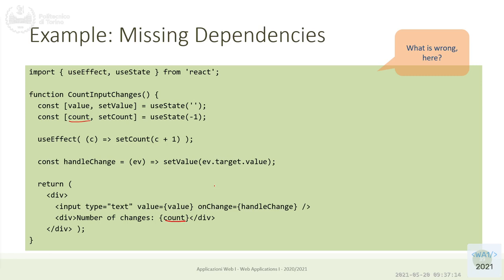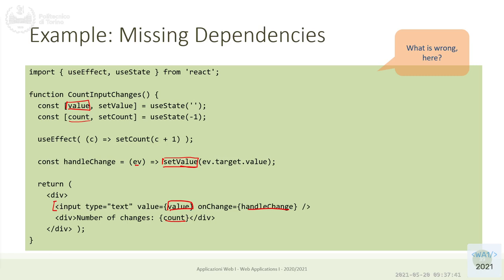So the idea is that we have the controlled component, an input with the change event that is just updating the state variable value. Value, and the onChange that just updates the value. A very classical input text.